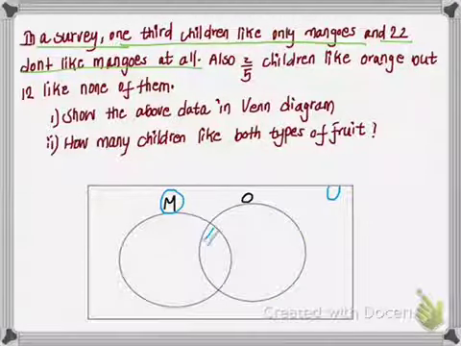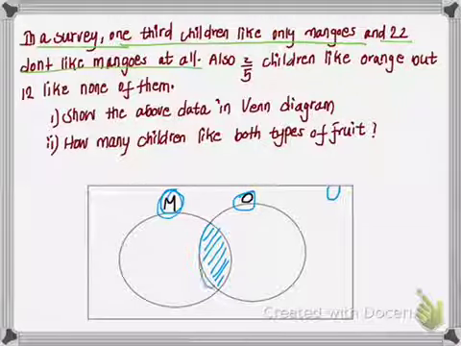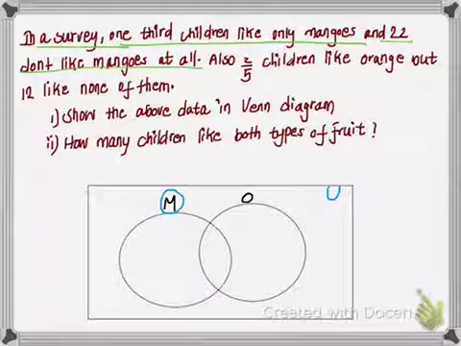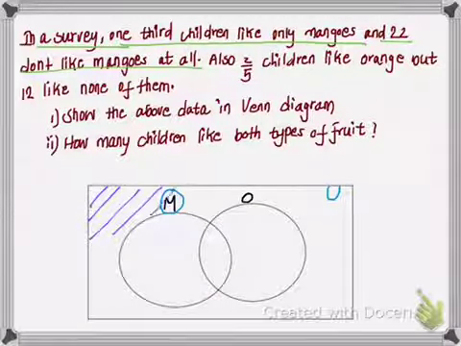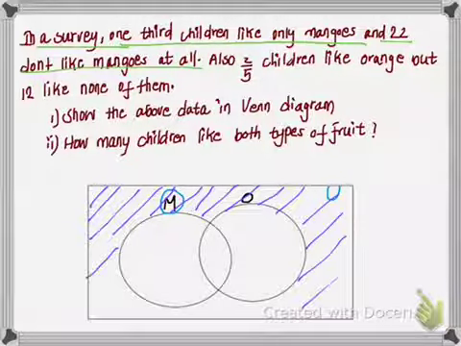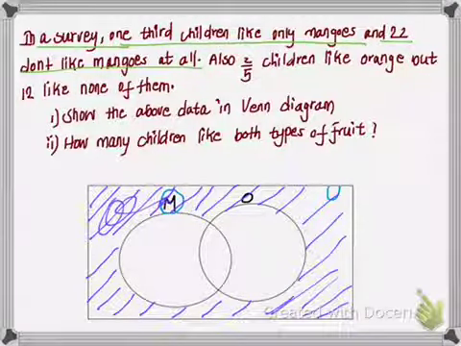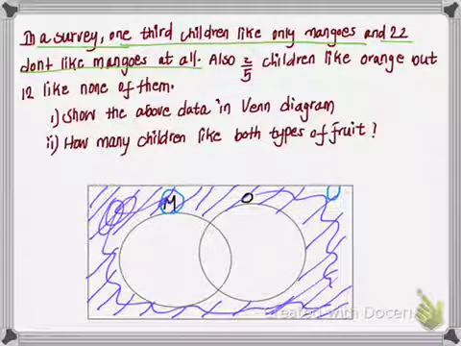And this middle part represents the number of students who like both mangoes and oranges. So this middle part belongs to both mango and orange lovers. And the region excluding the two circles represents the number of students who don't like both mangoes and oranges. So the number of children who don't like mangoes and oranges belongs to this outer section.